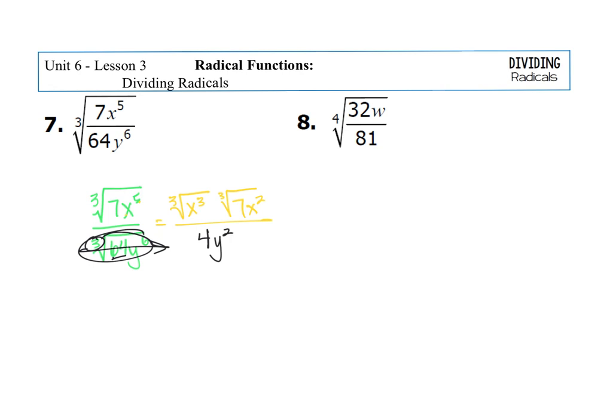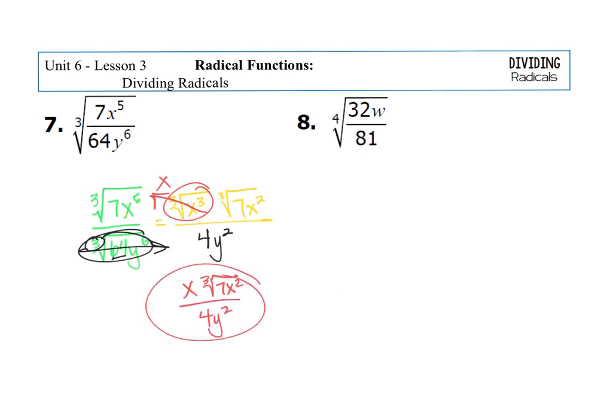To finish it off, we go back to our numerator. We cube root our x cubed. 3 divided by 3 is 1, so 1x comes out. So our final answer is x cube root of 7x squared divided by 4y squared. Again, we don't have any radicals in the denominator, and the ones in the numerator are fully simplified.